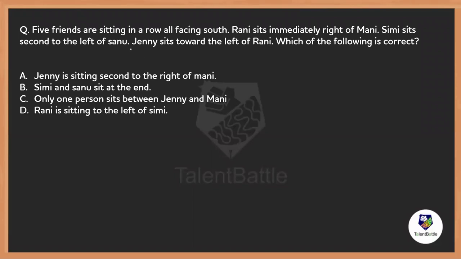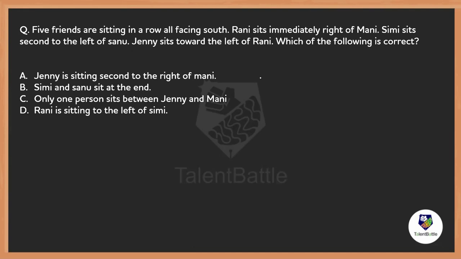Five friends are sitting in a row, all facing south. Rani sits immediate right of Mani. Simi sits second to the left of Sanu. Jenny sits towards the left of Rani. Which of the following is correct?